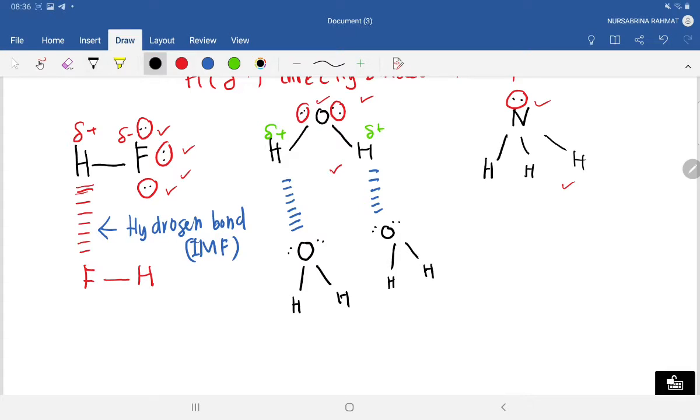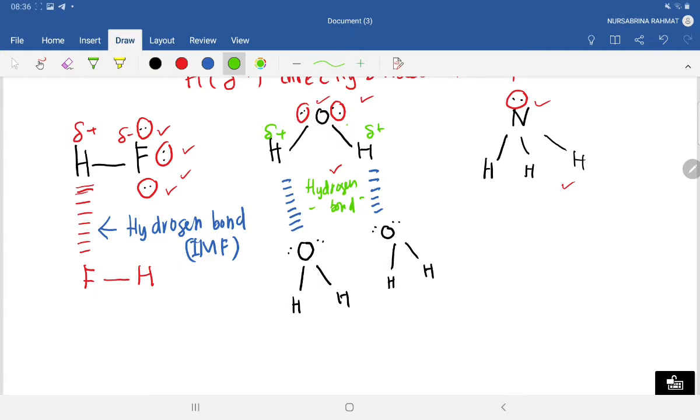As you can see, the presence of two lone pairs on the oxygen atom means we can have two extremely partially positive H+, which means both of these hydrogens are available to form hydrogen bonds.